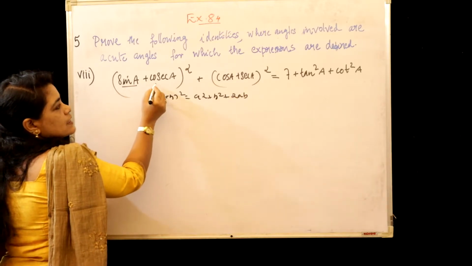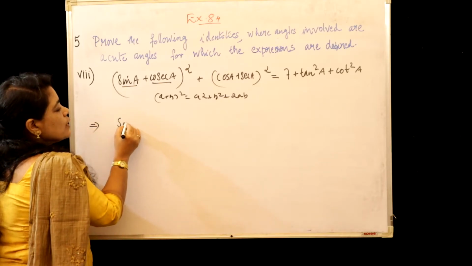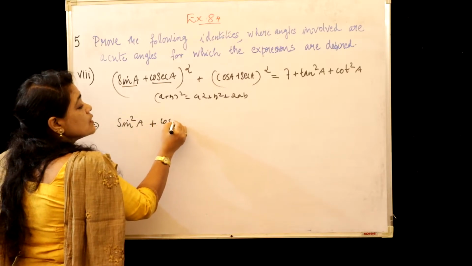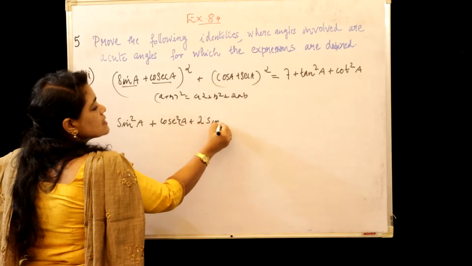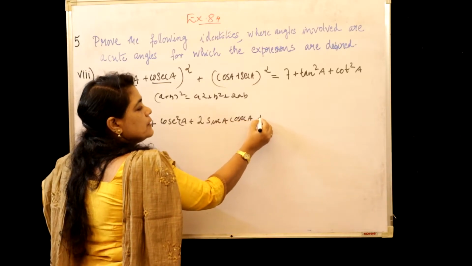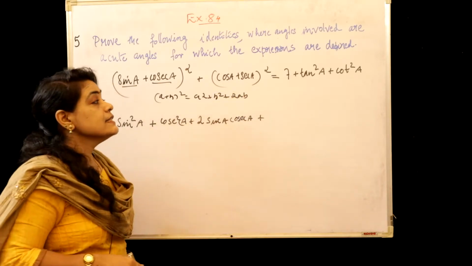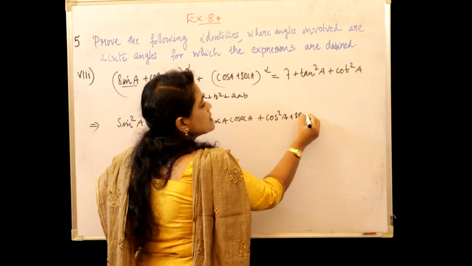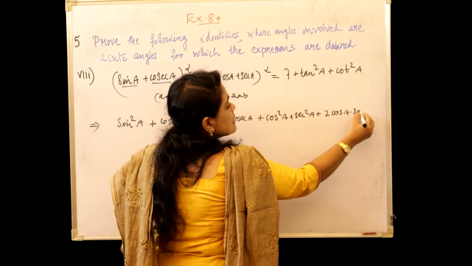So in place of A we put sin A, and in place of B, cosec A. This LHS becomes sin square A plus cosec square A plus 2 into sin A into cosec A. Plus, applying the same identity to the second term, (cos A + sec A) whole square, that is cos square A plus sec square A plus 2 cos A into sec A.